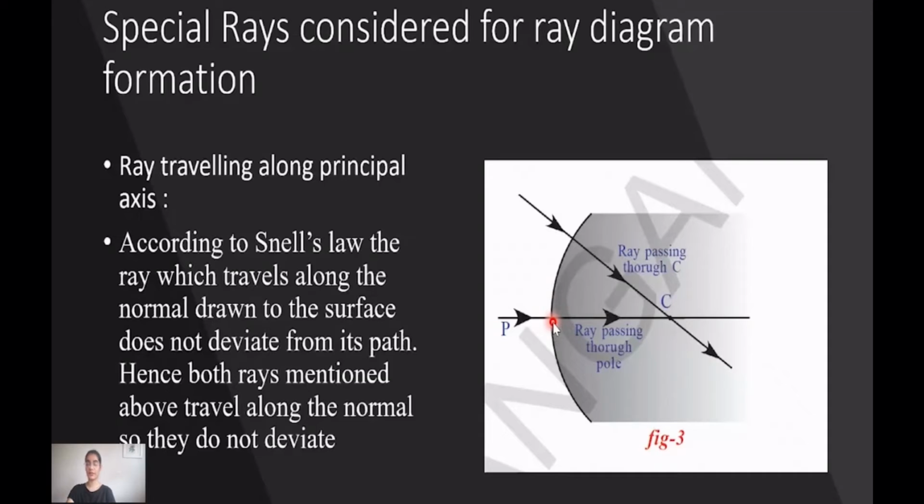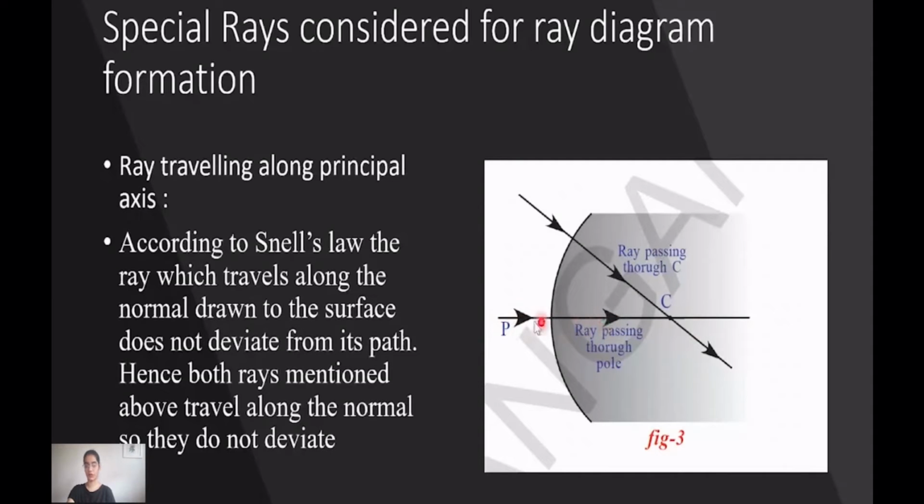So Snell's law of refraction will be the same as it is for this particular ray. Any ray that is traveling along your principal axis, so the ray that is passing through the pole and the center of curvature both, will also go undeviated. There is absolutely no change in this ray, because if you see, this is also the normal and this is also the incident ray.